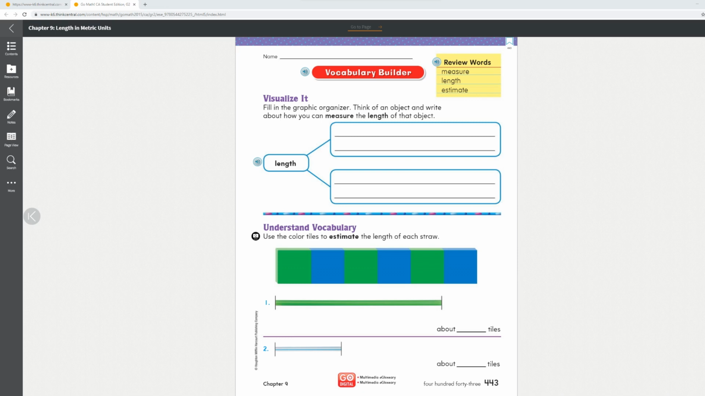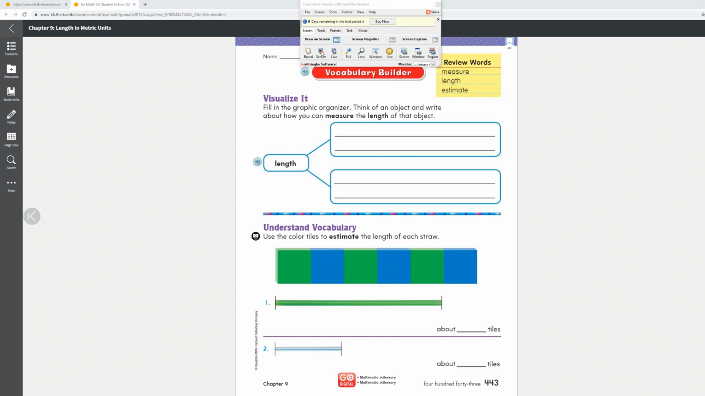We are now on page 443. Vocabulary Builder. Visualize it. Fill in the graphic organizer. Think of an object and write about how you can measure the length of that object. So what this is asking us to do is think of an object, maybe something we have near us, and we just need to write 1 sentence on the top box about how you can measure the object.